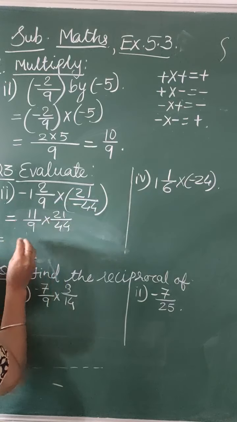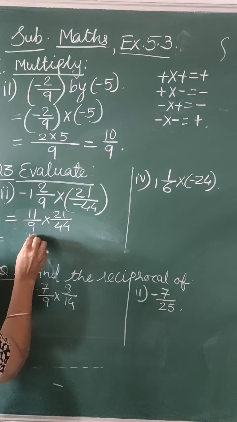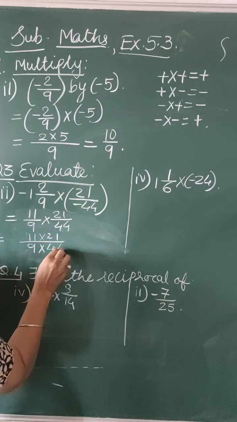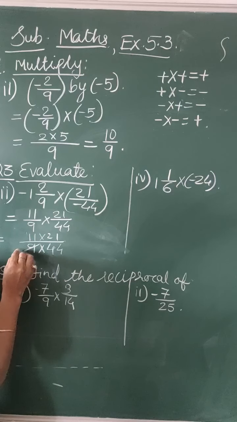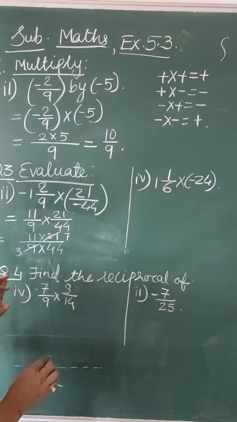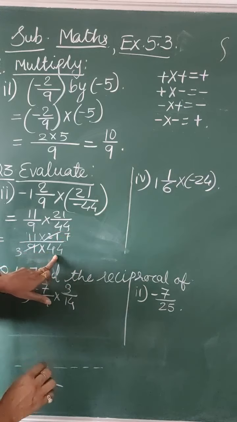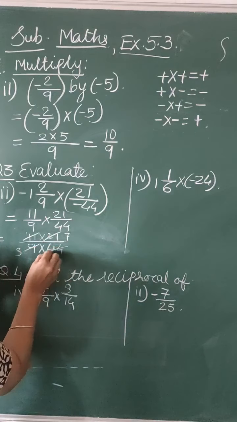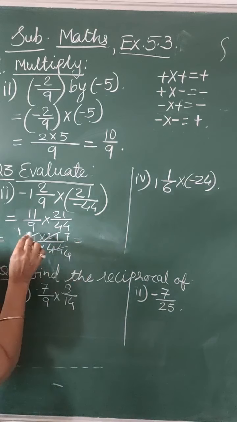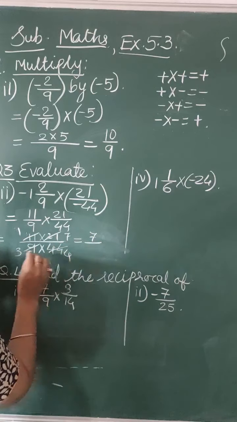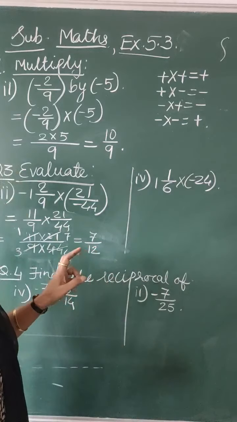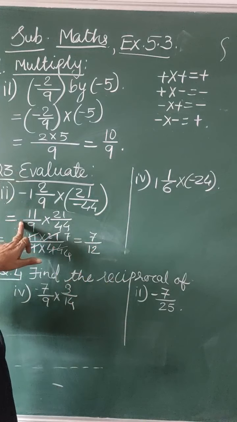Minus into minus is plus. And now just simplify. 11 into 21 upon 9 into 44. Now simplify. This can cancel. 3 3s are 9, 3 7s are 21. Now you can see here 11 is there and here 44. So both are divisible by 11. 11 1s are 11, 11 4s are 44. Now what is left in the numerator? 1 into 7, that is 7. 3 into 4 is what? 12. So 7 by 12 is the answer. So convert mixed into improper properly.